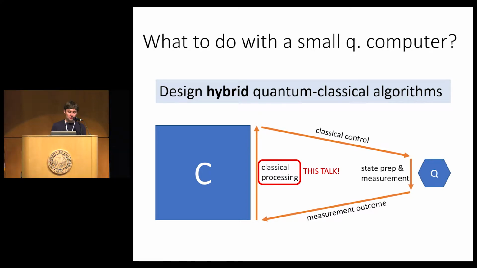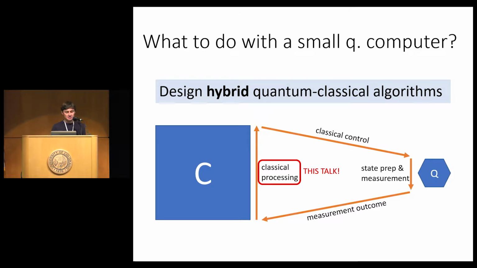Okay, so we're probably pretty far off from having a full-scale fault-tolerant quantum computer, but in the much more near term, we can hope to see noisy intermediate-scale quantum devices, which are far too limited to do things like factor huge numbers, but might nonetheless be capable of doing something interesting beyond the capabilities of classical computers.